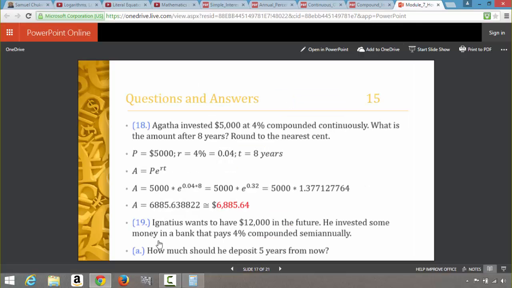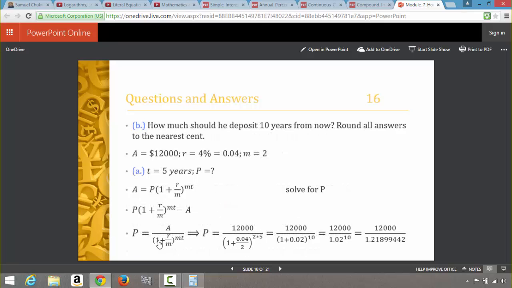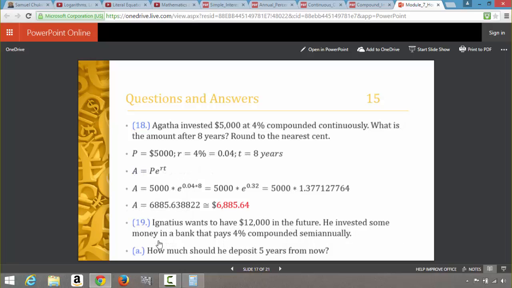Question 19. Ignatius wants to have $12,000 in the future. He invested some money in a bank that pays 4% compounded semi-annually. A. How much should he deposit 5 years from now? B. How much should he deposit 10 years from now? So this tells you that he wants to have 12,000 in the future. That means the future value, which is the amount. The amount is the future value. That amount is $12,000.